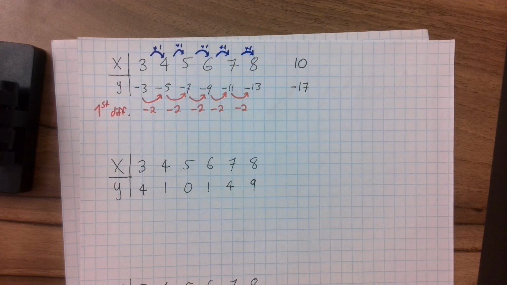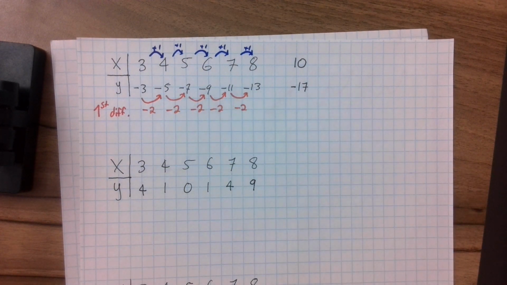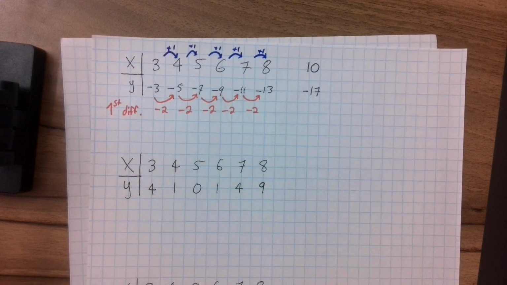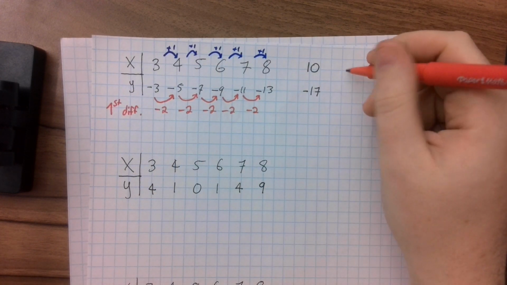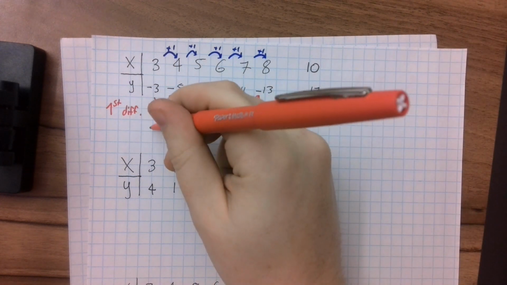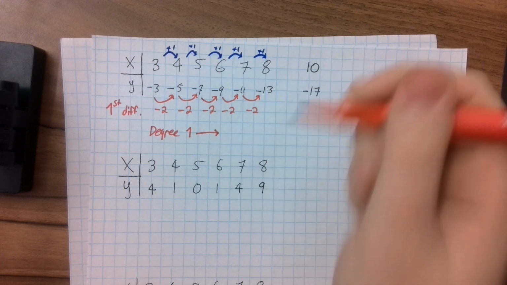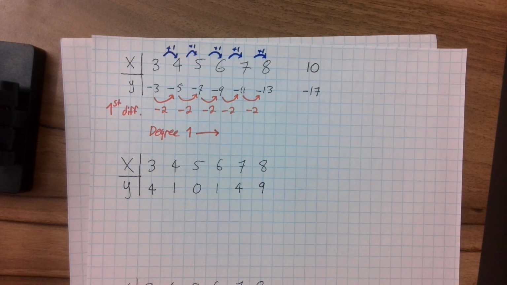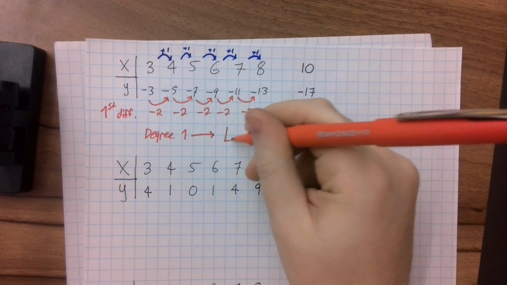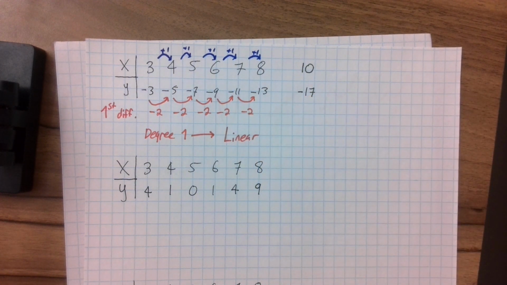The first difference is just the change in your y's. You might have also heard it called the rate of change or the slope. If your first differences are all the same, you have a degree 1 polynomial. And what do we call a degree 1 polynomial? Something that just has an x in it. No x squareds, no x cubes. We call it linear. If your first differences are the same, you have a linear function. Isn't that neat?